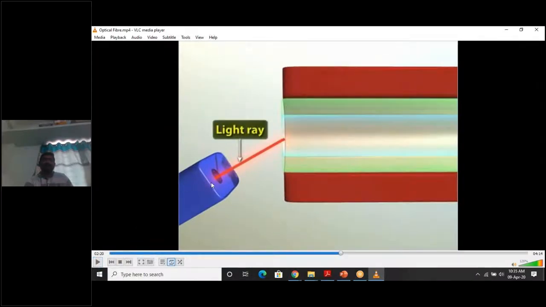You see very clearly, light ray. So this is the core medium, the denser medium, and this is the cladding medium, both upside and downside. In order for total internal reflection to happen, as I already told you, light should be launched in the denser medium. So in optical fiber, light is launched in the denser medium.